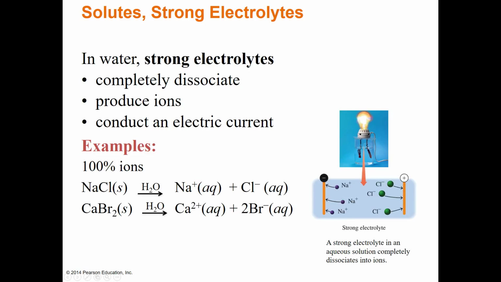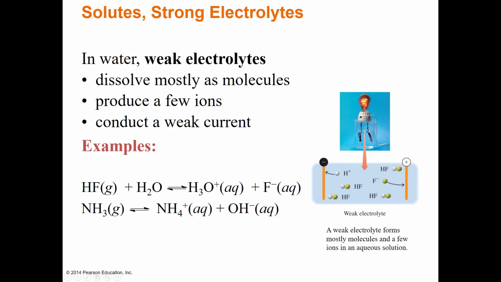In water, weak electrolytes dissolve mostly as molecules, produce a few ions, conduct a weak current. So you have some substances that are weak electrolytes. Examples of those would be hydrogen fluoride, hydrofluoric acid, or ammonia. When they're put into water, most of the substance is in its intact form. That means there's very little dissociation, although you do have some hydronium ions and fluoride ions created.